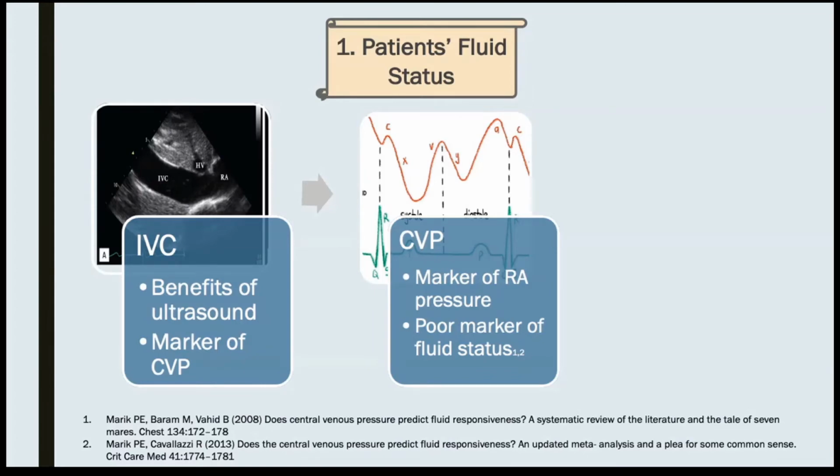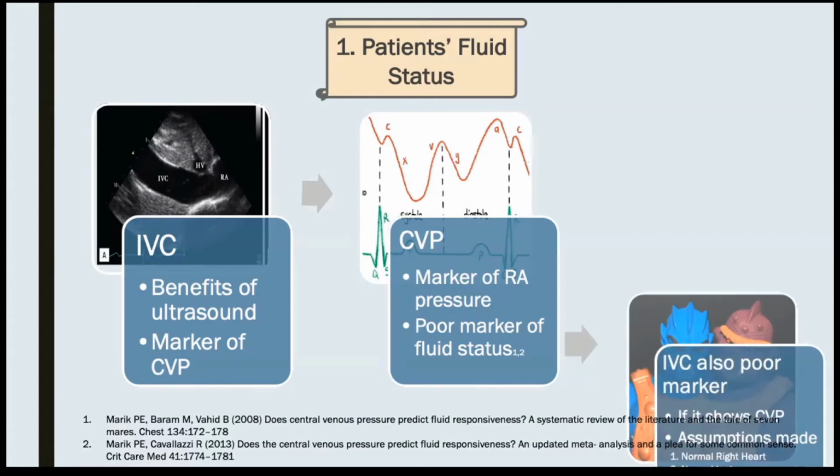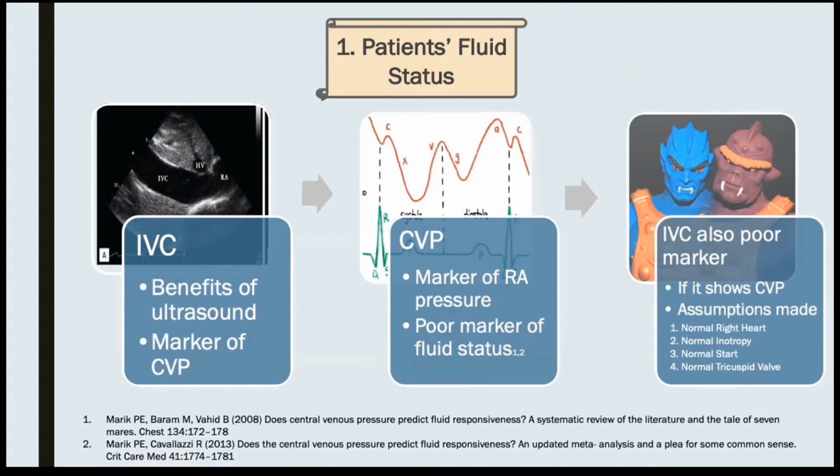So it's been scrapped from almost any guideline that the CVP should be used as a marker of fluid status. And if the IVC is a surrogate of the CVP, then they both are not good markers for fluid status. Static markers of fluid status like IVC and CVP are not good markers for fluid status.